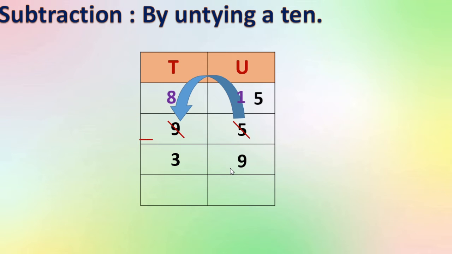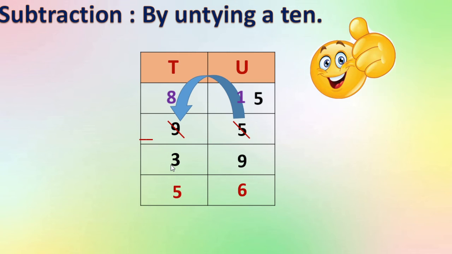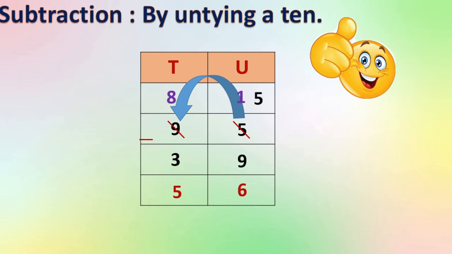What is the answer? 15 minus 9 is equal to 6, isn't it? And here in the tens place, 8 minus 3 is equal to 5. So our answer is 56. When we subtract 39 from 95, we get 56. I hope you understood how to untie a ten and how to carry out the subtraction.